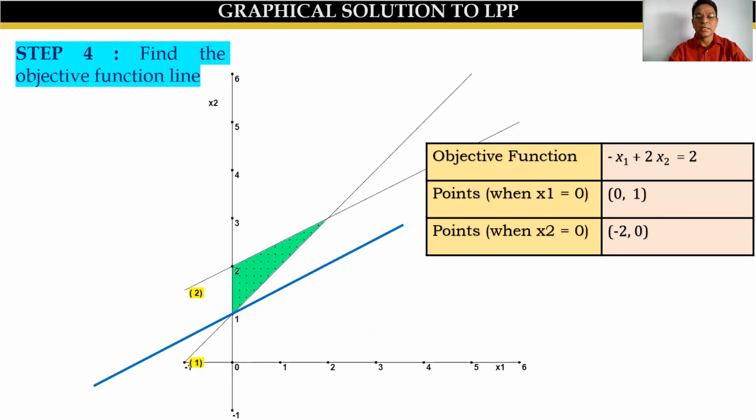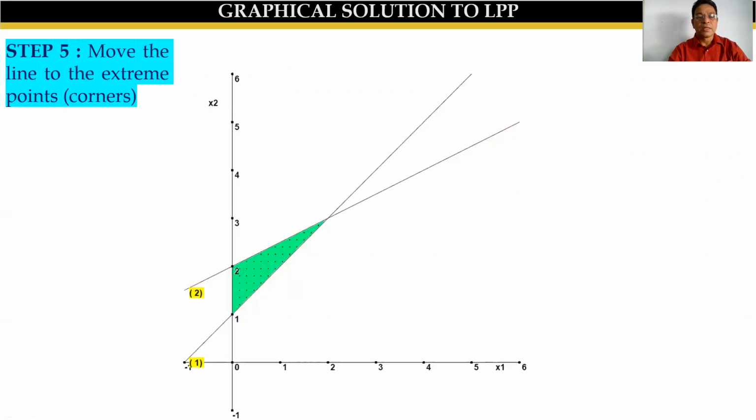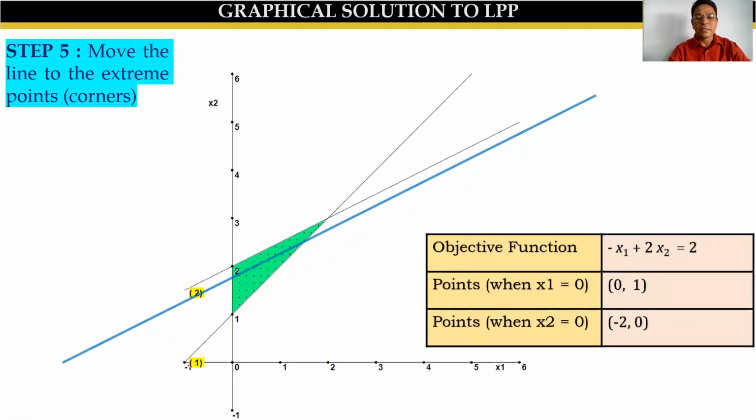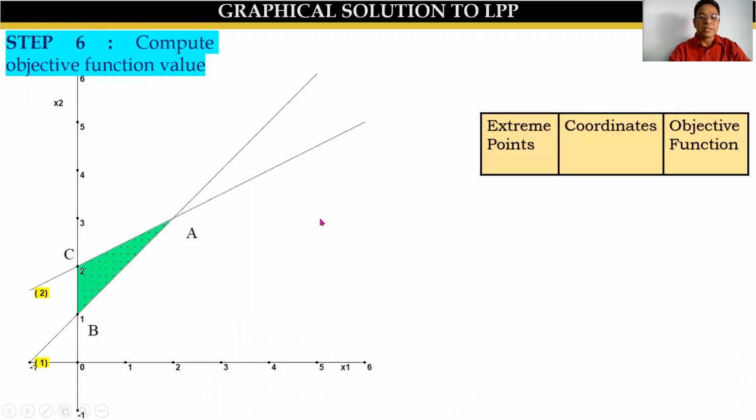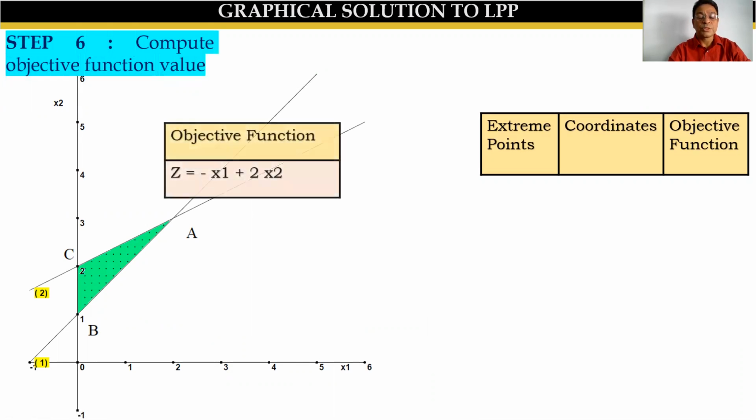The objective function line is represented by this. And as we move this line to the extreme corner points, what we see here is that this objective function line is lying on the boundary, that is, it is lying on AC. The objective function line is lying on AC. So we are not able to get the final value of Z. Let us check it. Can we get it from the coordinates?